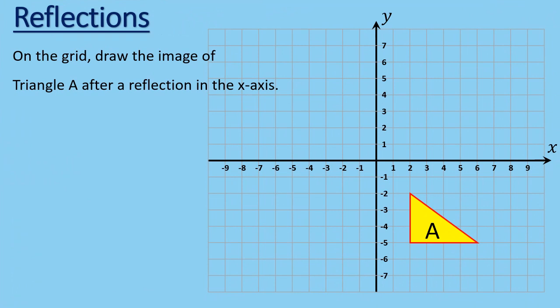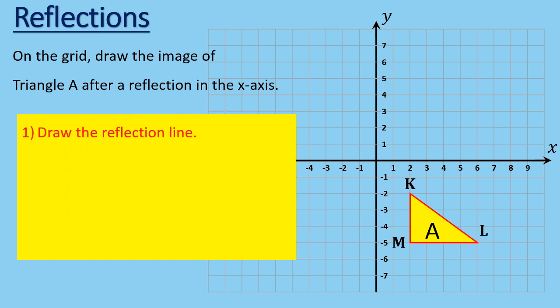I believe that solving some problems would make it easier to explain how to reflect a shape on a grid. So, let us begin. In this problem, we are supposed to draw the reflection of triangle A using the x-axis as the reflection line. Normally, I begin by labeling the vertices of the shape, such as K, L, and M. The first step should be to draw the reflection line. We will, however, omit that step because the x-axis is the reflection line.